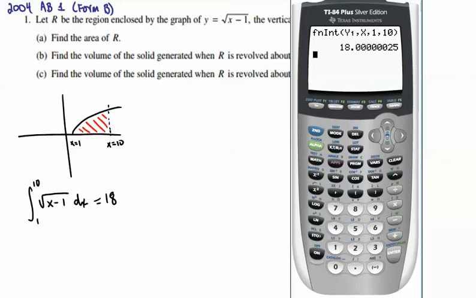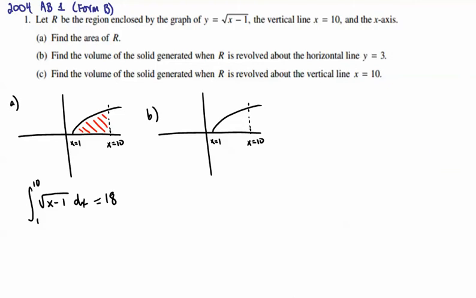But this is for part A. We'll go on to part B now. All right, for part B, we want to revolve that area, which we call capital R, about the horizontal line y equals 3. So the horizontal line y equals 3 happens to intersect with this curve at x equals 10, and it would look something like that.